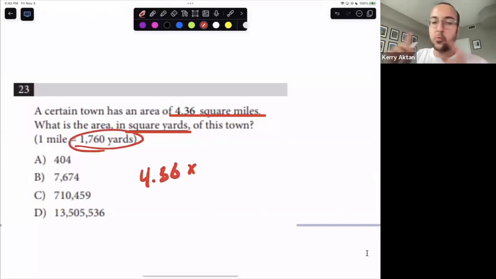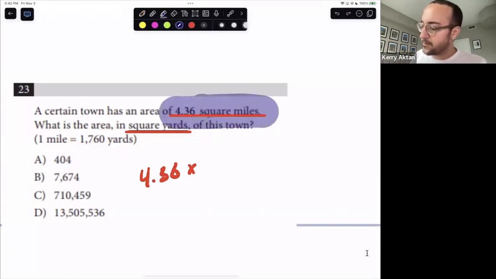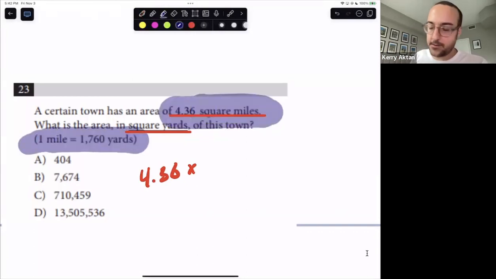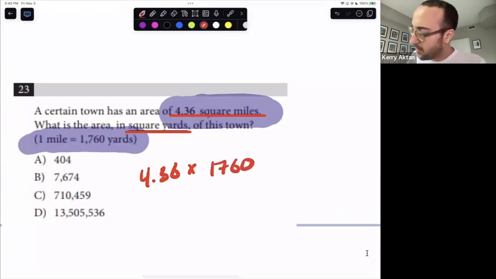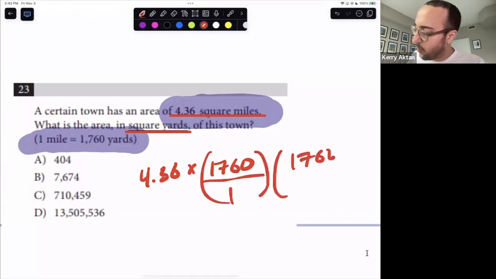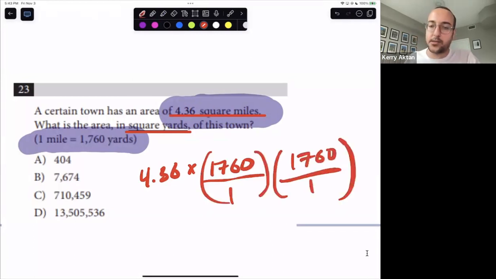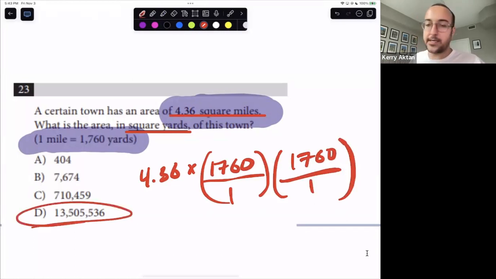Well, I know the conversion is 1 to 1760, but these are square miles. These are just miles. So how many times do I have to apply that conversion? I have to apply it twice. Once for the length and once for the width. When you put this in your calculator, you do get D, Brooke. Very good.